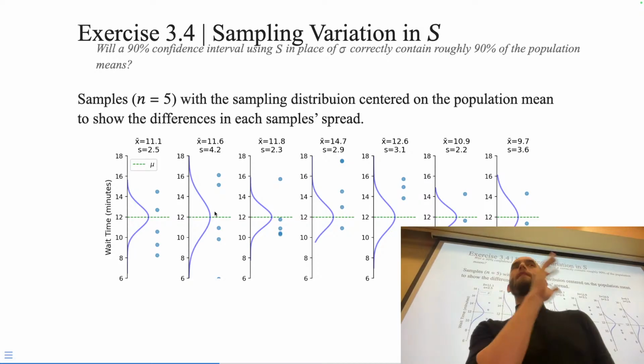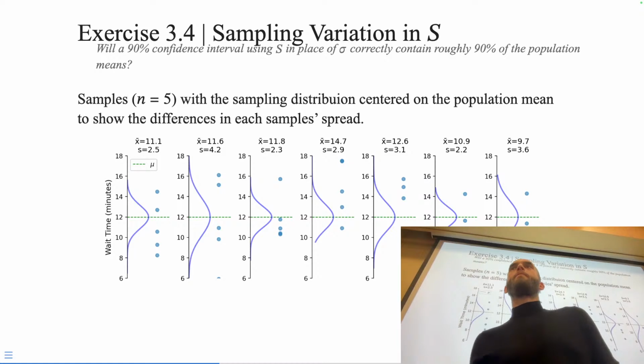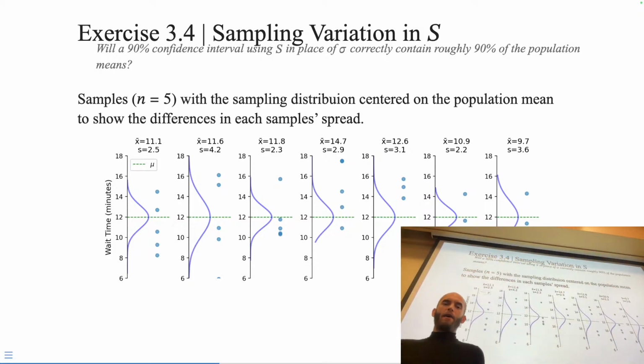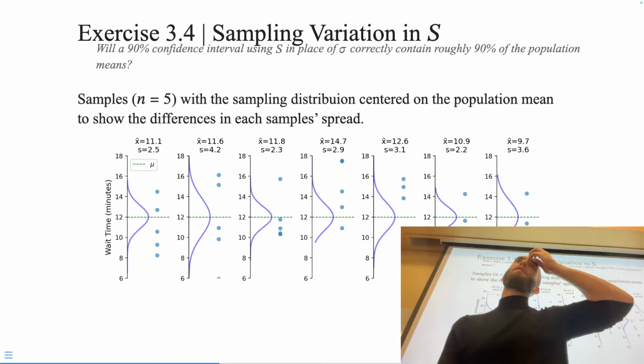Just like the means move around in each one of these samples, the sampling distribution will move around if we're simply using the sample standard deviation as our guess of the population. So you can see each one of these has a different distribution. It's differently spread out. And that's simply because we're using our best guess, which itself is variable. This is a problem, and I'm going to show you why this is a problem. So this impacts our confidence intervals.